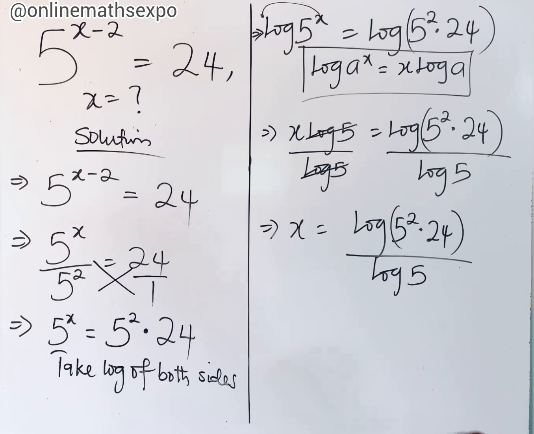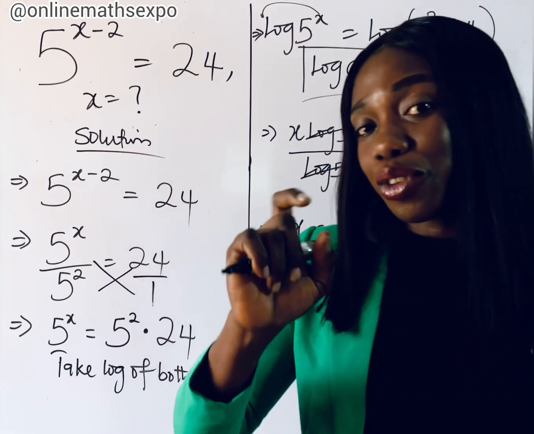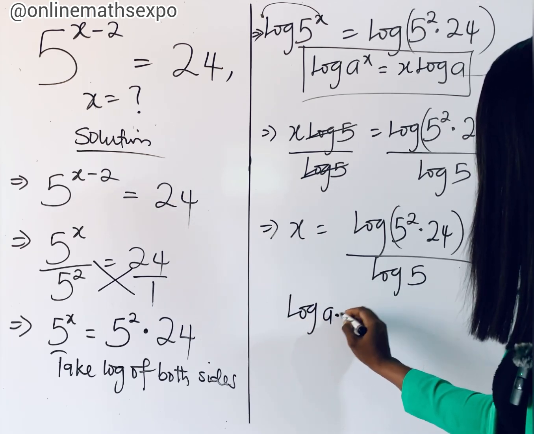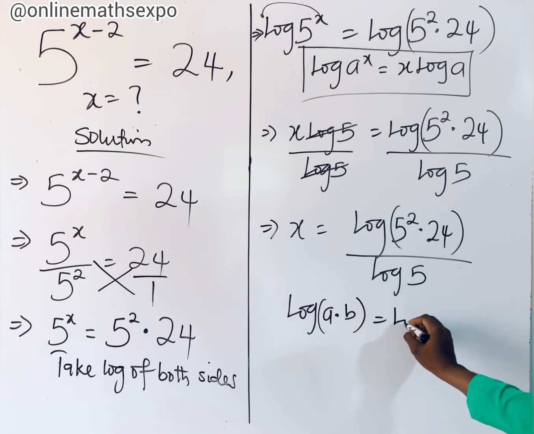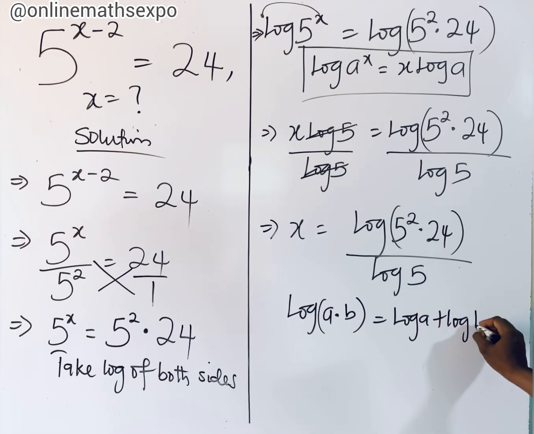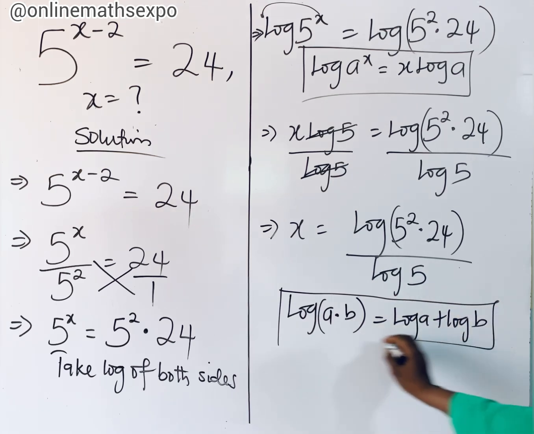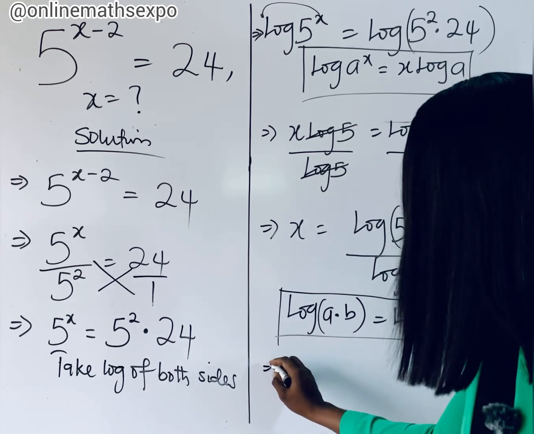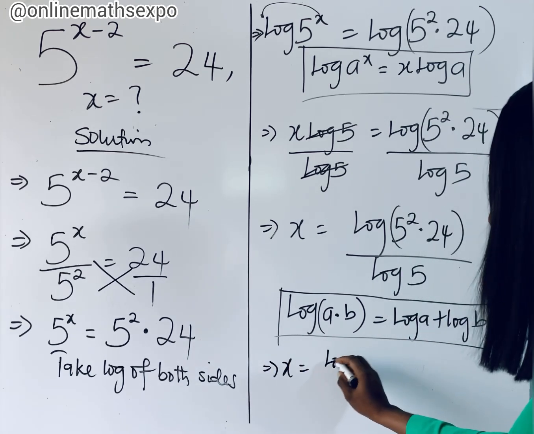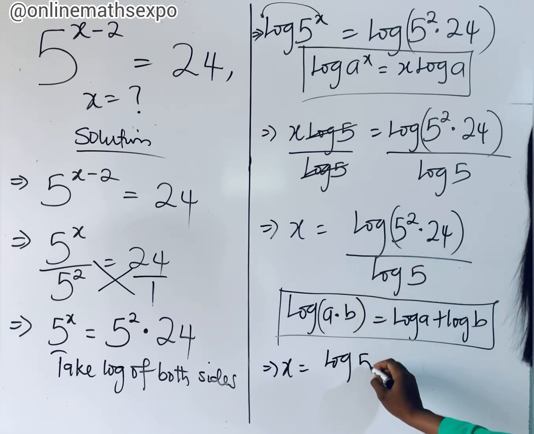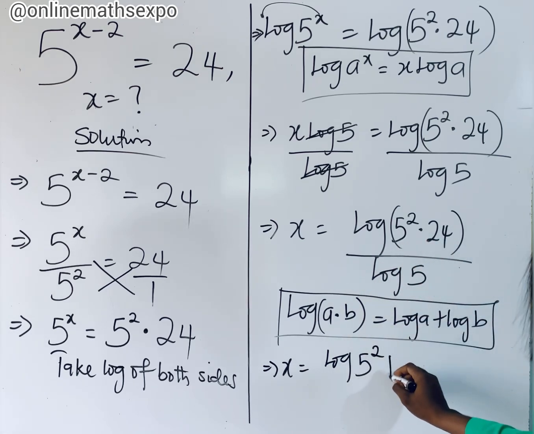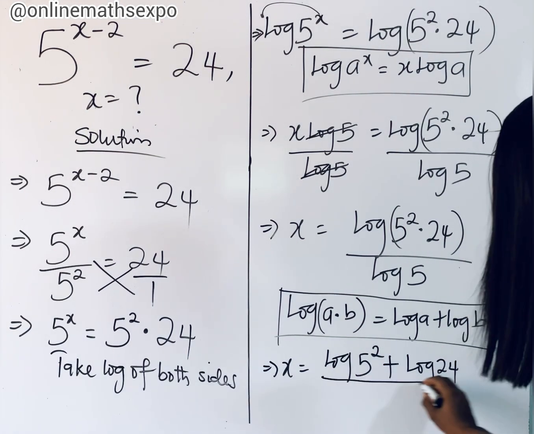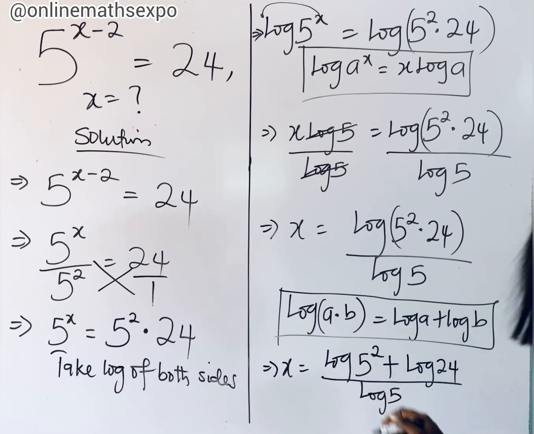So what do we do next? We are going to remember the rule of logarithm, another rule, and that says for every log of a multiplied by b is equal to log of a plus log of b. Multiplication turns to addition. So apply this at the numerator. And what does it give us? We have x is equal to log of, this will now be 5 to the power of 2. This will turn to addition. So we have log of 24. Interesting. And this is divided by log of 5.